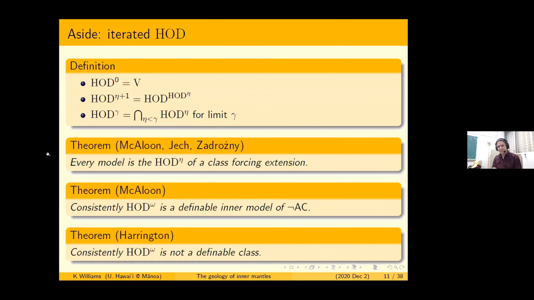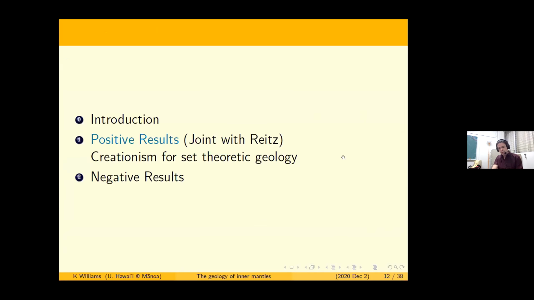Okay, yeah, so I guess I did include the slide. So iterated HOD, you can do the same thing for HOD where you take HOD of HOD, HOD of HOD, and so on. You get that every model is the eta-th HOD of some class forcing extension, and then you get the two negative results. Consistently, you can have a definable limit stage which doesn't satisfy choice, and consistently the limit stage is not a definable class. Okay, so let's talk about what I call the positive results. So this is the part that's joint with Jonas Reitz.